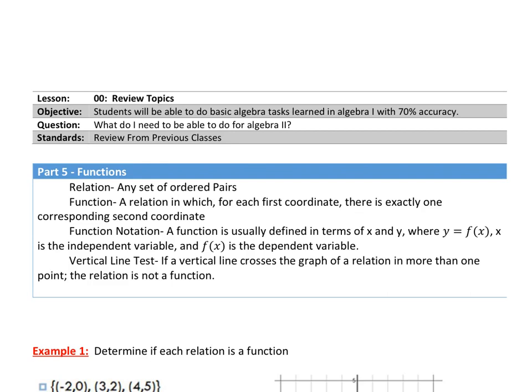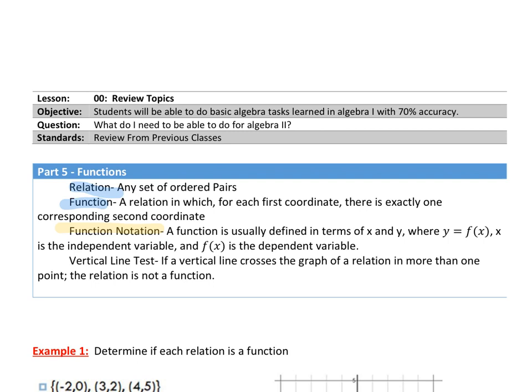Okay, in this video we're going to be talking about functions. Some of the vocabulary before we start. A relation is any set of ordered pairs connecting an input to an output. A function is a relation for which each x has only one y with it. Each first coordinate has exactly one second coordinate.